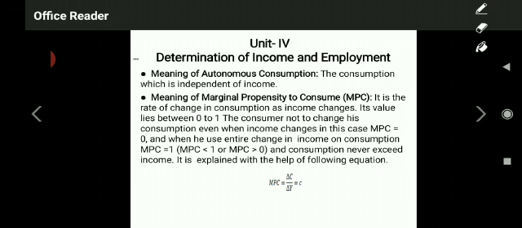And it is explained with the help of the following equation. Look at the equation. MPC, marginal propensity to consume, is equal to delta C upon delta Y. Delta C means change in the consumption, divided by delta Y. Y indicates income. C means consumption. So with the help of this equation, we are able to understand the MPC.